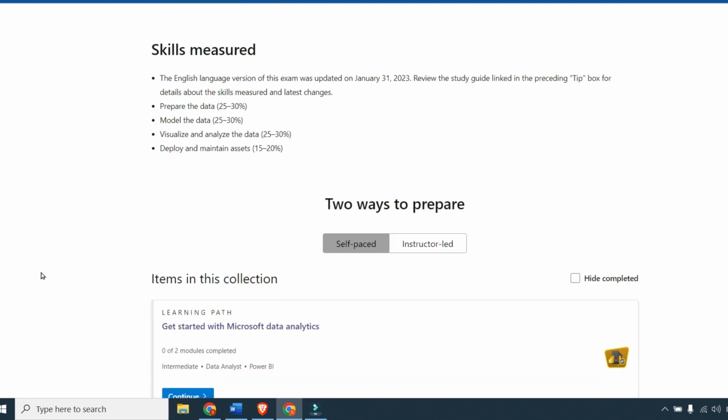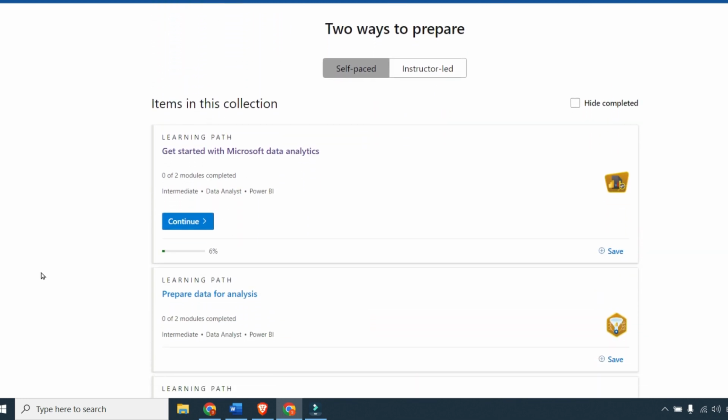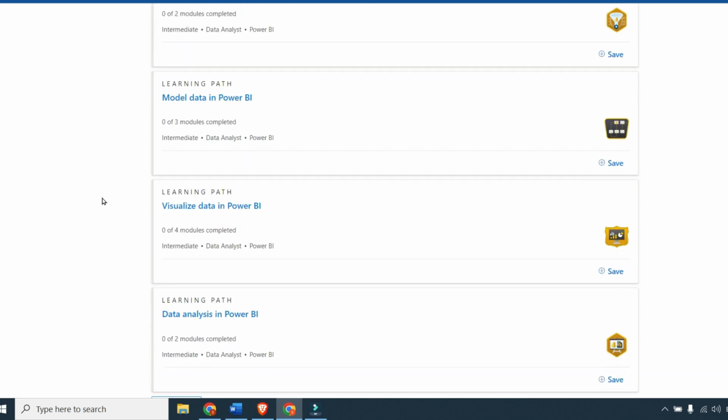Now, one other thing is Microsoft actually have their own preparation guide. So if you go to the exam page and you go down, it has it here. It's their own learning path. So you can see here, learning path, get started, and you go through this whole thing.